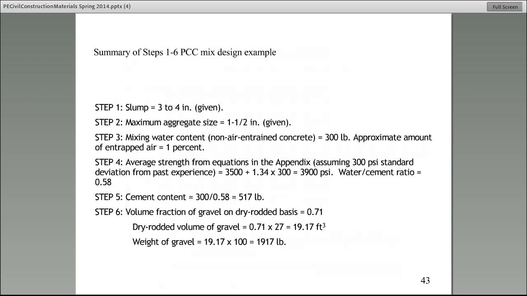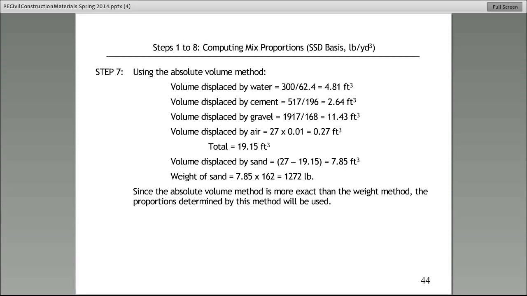Let's move on. Page 43, this summarizes steps number 1 through 6 of the mix design. This is a repeat of what we have done, but clearly specified in one slide. We have summarized what we have done so far. Next, step number 7. We're getting close to the end. Step number 7, this is where we calculate how much sand we need. And let me explain here. Basically, we're going to use what I call the absolute volume method.